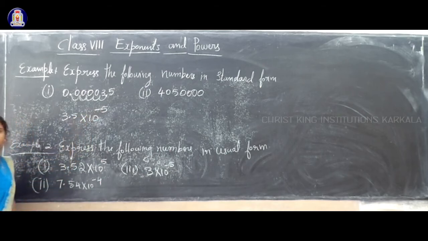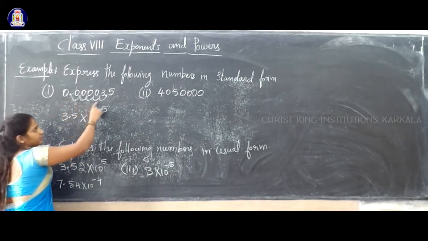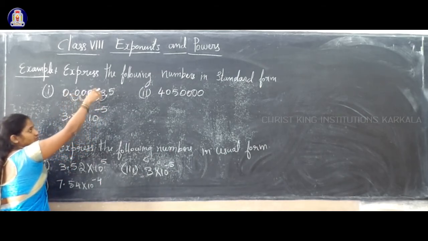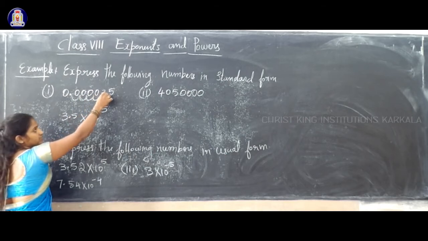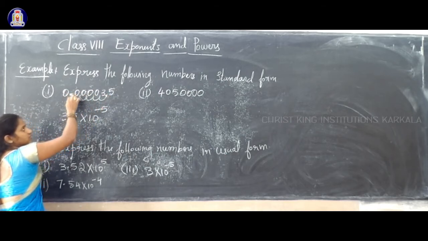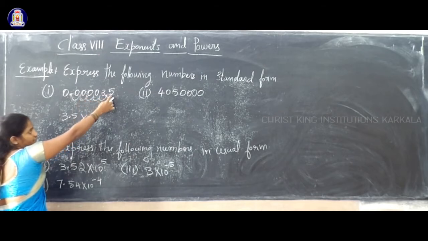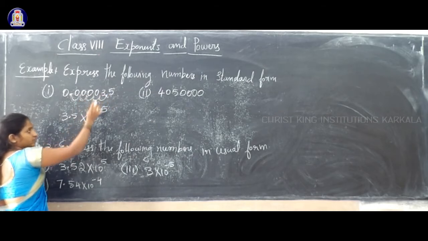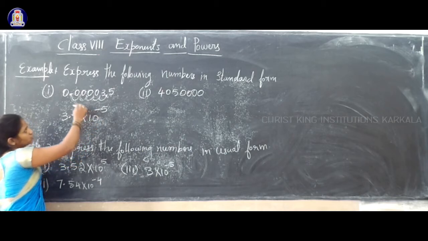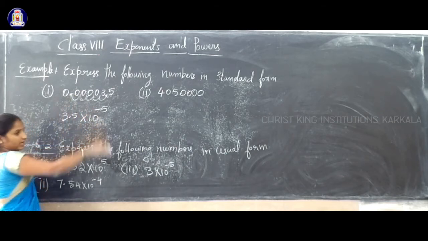Why minus 5? Because this decimal point is moving to the right-hand side. Is it correct? The decimal point is here. Count the steps: 1, 2, 3, 4, 5. If you write the decimal point here, between 3 and 5, you get 3.5 into 10 power minus 5.